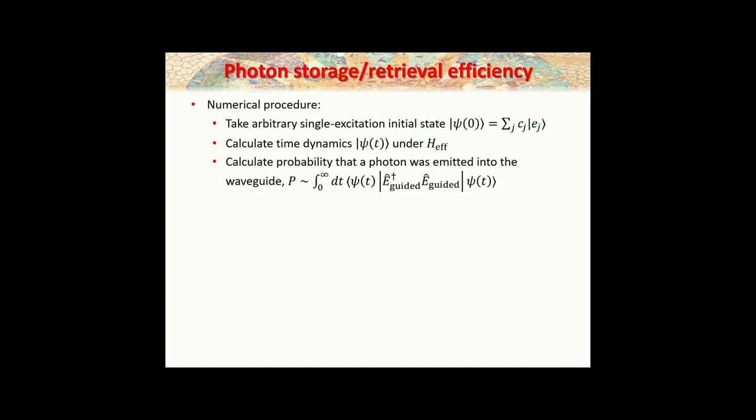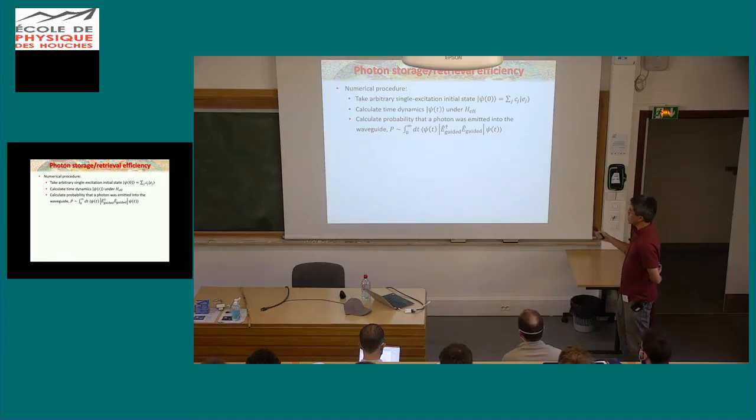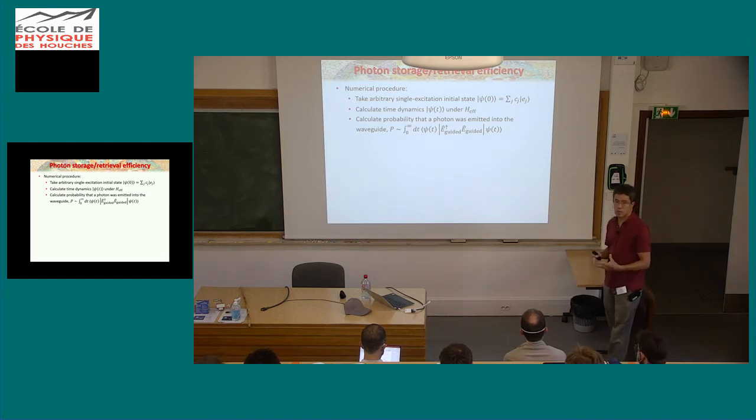Once you have the state at all times, you can calculate the probability that a photon was emitted into the waveguide. That's basically the time integral of the power, the intensity of light emitted into the guided modes, integrated over all time. That gives you a total energy. If you normalize that energy by the energy of one photon, h bar omega, then you finally have the probability of emission of a photon into the waveguide.